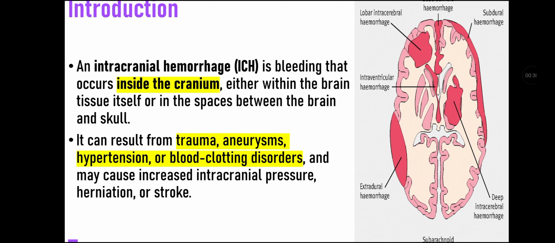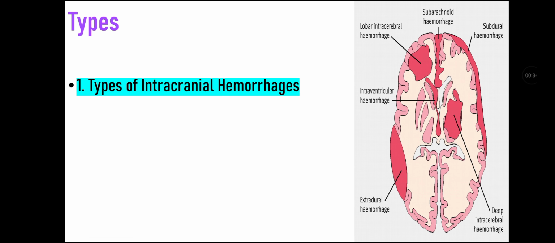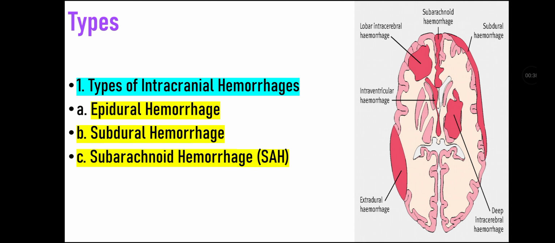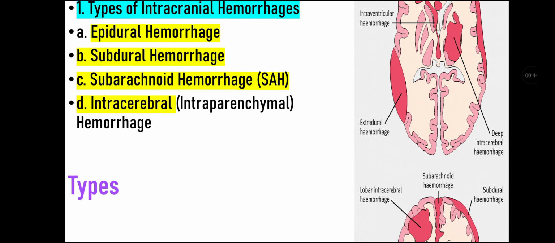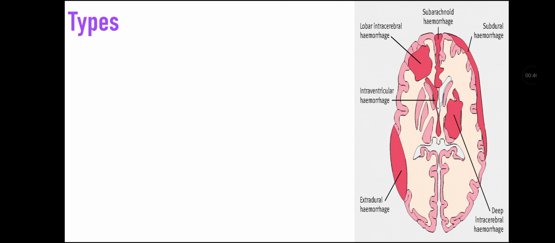pressure, herniation, or stroke. The types of intracranial hemorrhage are epidural hemorrhage, as you can see here in the diagram, subdural hemorrhage, subarachnoid hemorrhage, and intracerebral hemorrhage, which is also called intraparenchymal hemorrhage. Now let's talk about these types one by one.